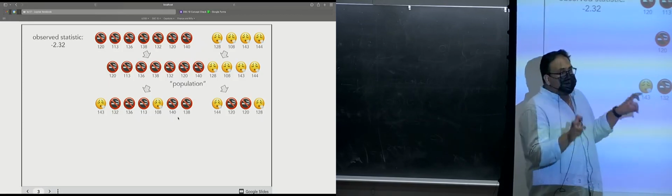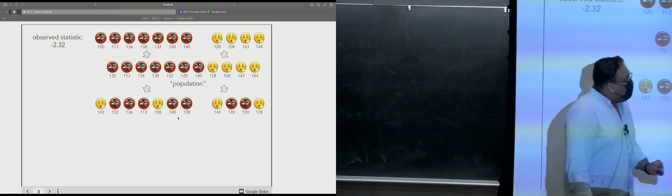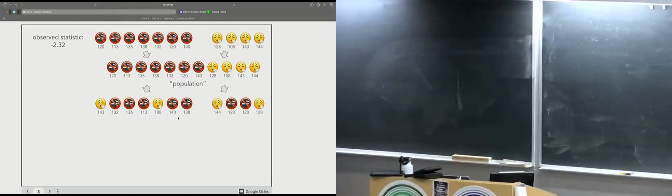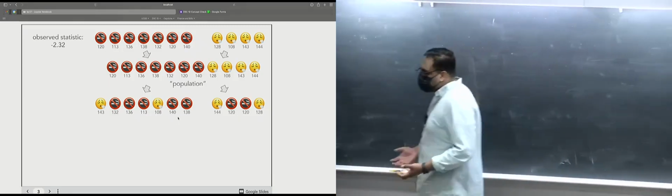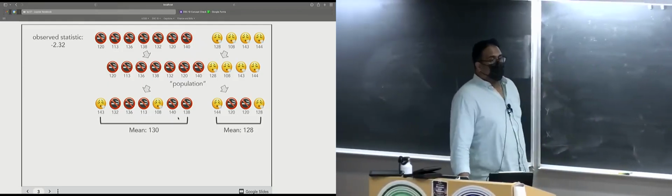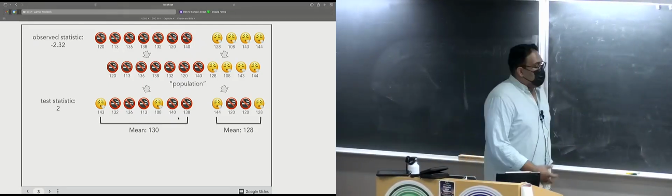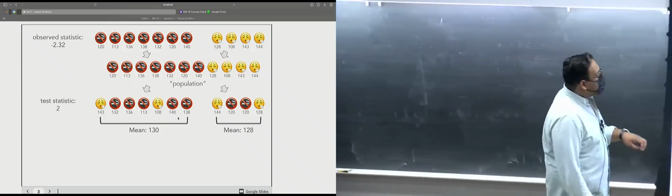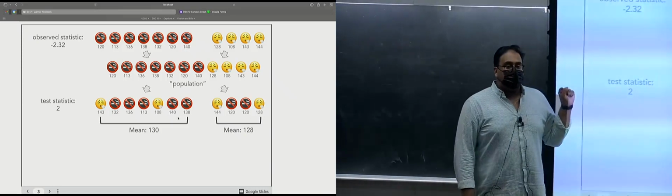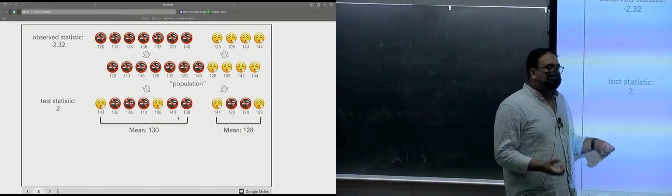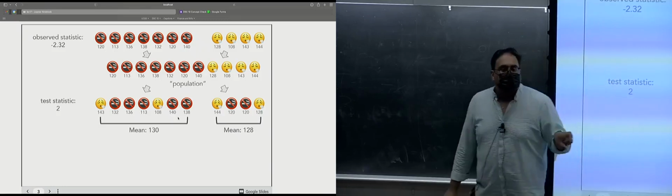Now that new non-smoking sample will have an average. And I'm going to take the other 4 and say that's my new smoking sample. And that new smoking sample will also have an average. Those 2 averages, in this case, are 130 and 128. They have a difference, it's 2. And so that will be my test statistic for my first iteration of my simulation. Okay, so now we found a way to simulate test statistics under the null hypothesis.